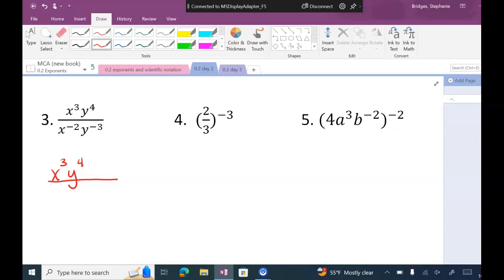Then I go to the denominator. I have x to the negative 2. Does that need to move? Yes. So when I move it, I'm just multiplying it by what's at the top. So I'm just going to write it here for now. Okay, moving it to the top makes the exponent positive.